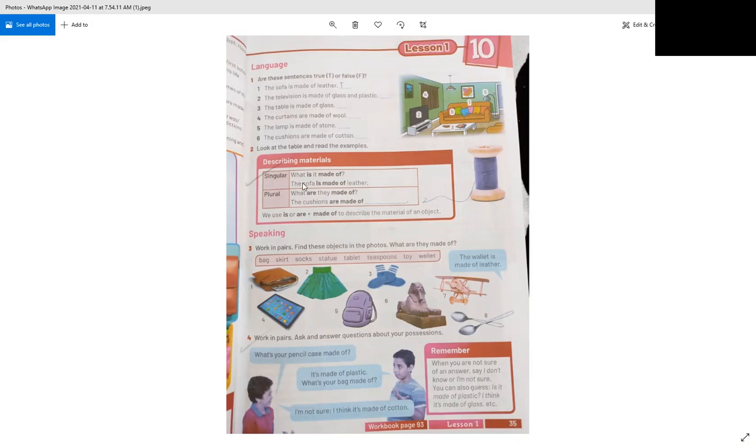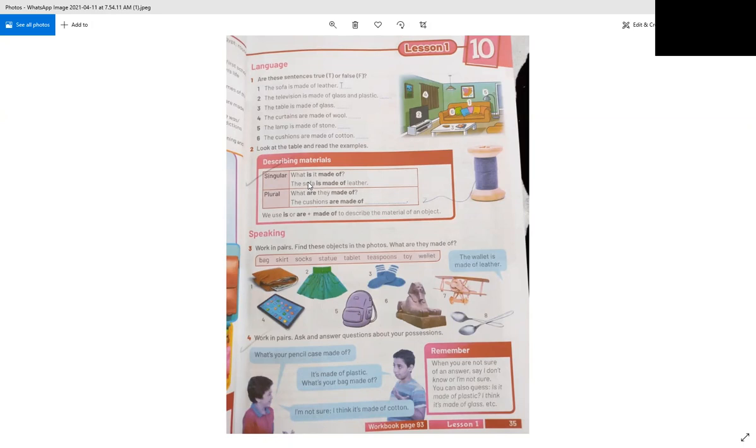Now let's look at our grammar lesson here. For describing materials, we always use is made of or are made of. Now, how can we form a question? What is it made of? For example, we can say, what is a chair made of? What is a desk made of? What are shirts made of?